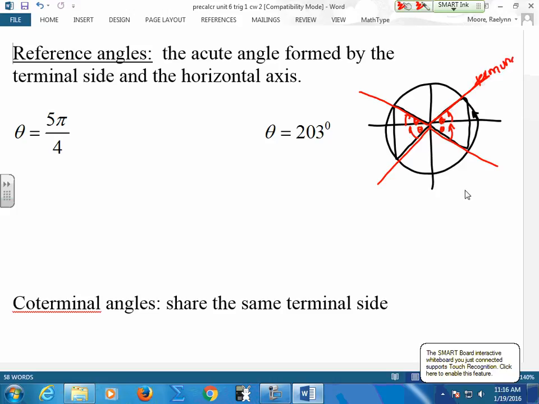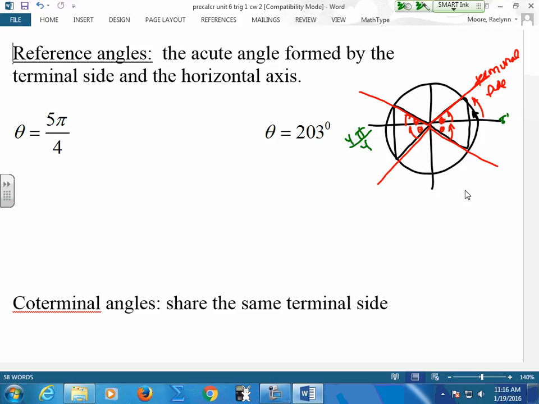This is your terminal side. They open counterclockwise. A negative angle will open the opposite way. So if we're looking for 5 pi over 4, we start like this. We put this over 4, so this has to be 4 over 4, and this has to be 8 pi over 4. We start here, and where would we find 5? What quadrant? 3?